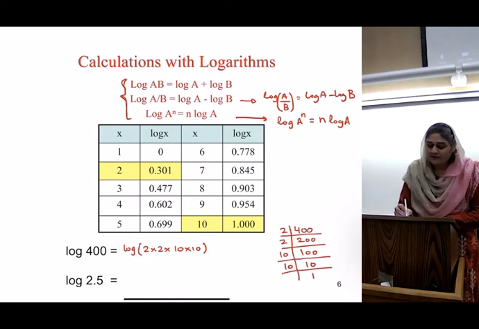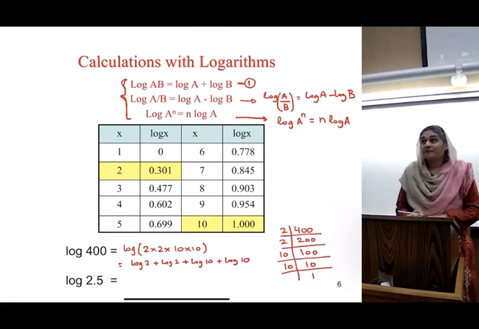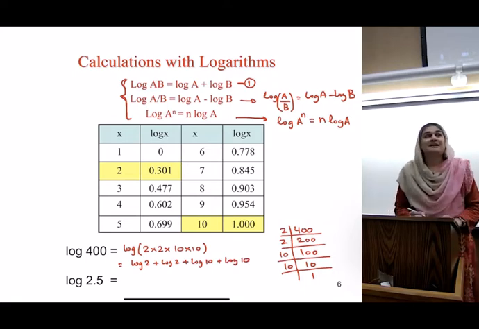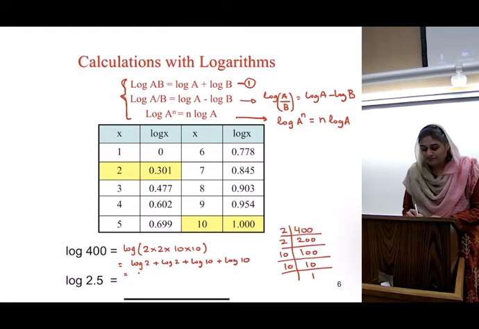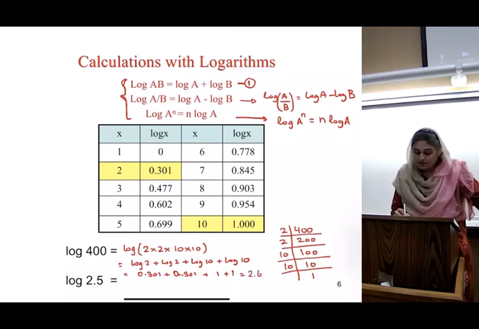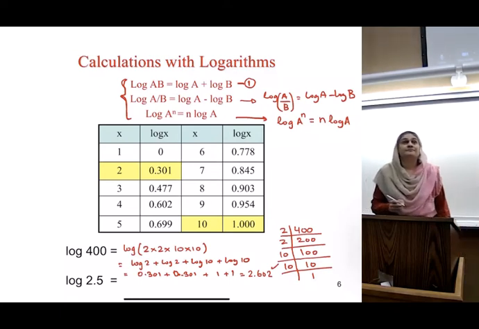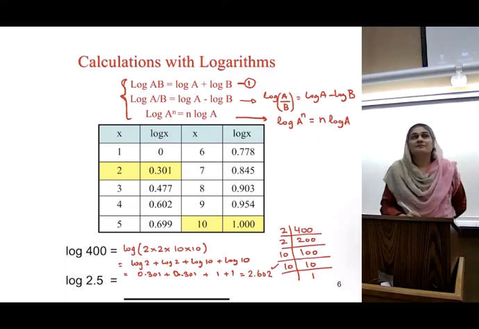Or if I use my equation 1, I can rewrite this as log of 2 plus log of 2 plus log of 10 plus log of 10. And use this table that's above you. What's log of 2? 0.301 plus 0.301 plus 1 plus 1. And the answer is 2.602. Done. I never need a calculator. That's the beauty of the system.